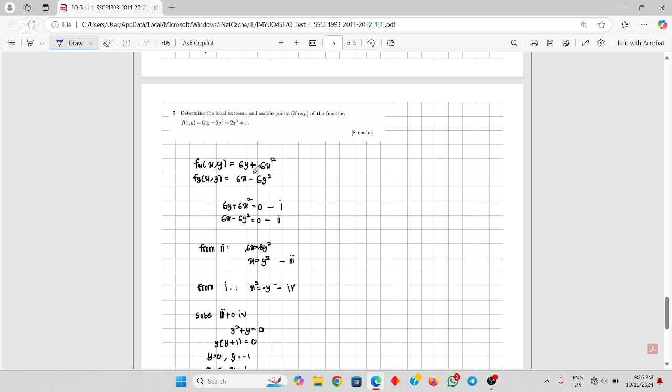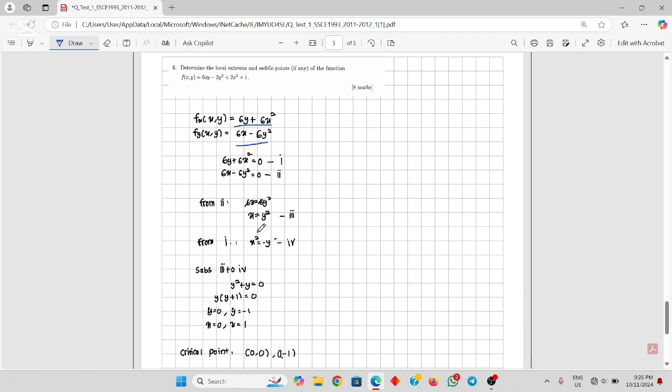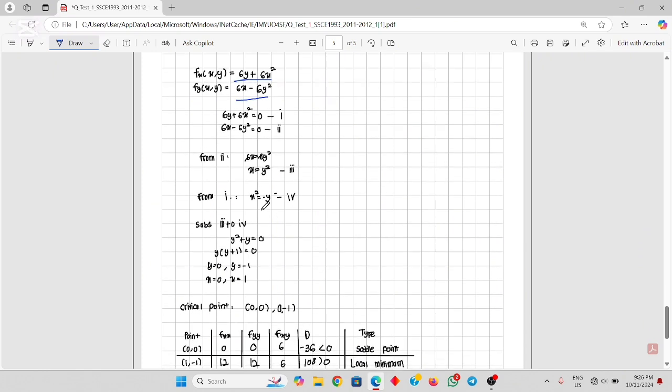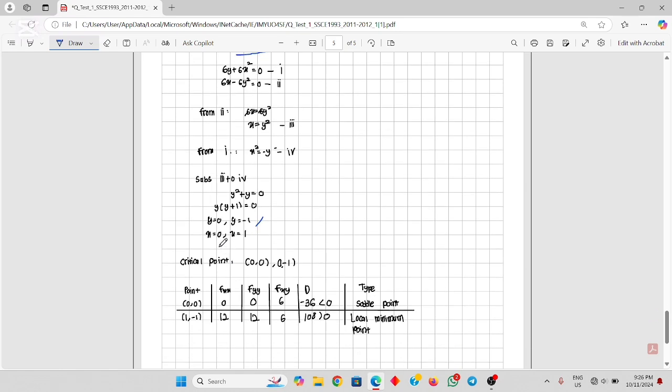So we will get the value of fx as 6y plus 6x squared. And then fy we will get 6x minus 6y squared. And then we need to do the simultaneous equation to get the values of y and x. So just like this, we will get y equal to 0 and y equal to negative 1. And then from that, we will get x equal to 0 and x equal to 1.